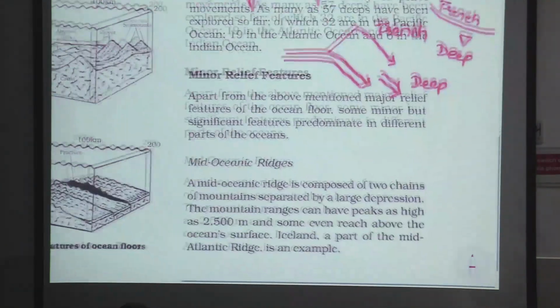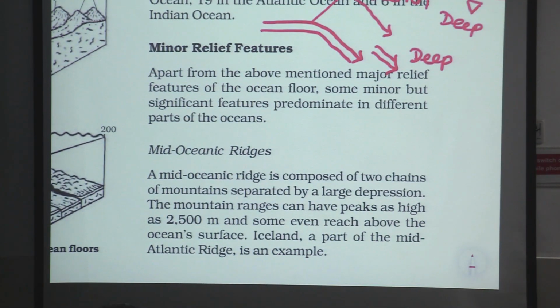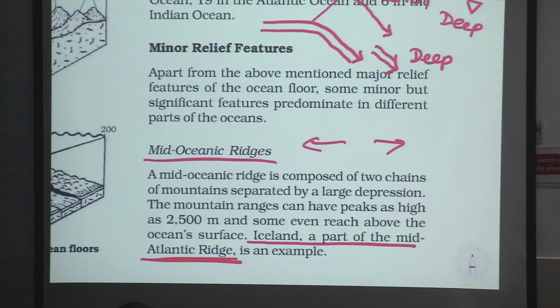NCERT also talks about minor features. We have seen them already. Mid-oceanic ridges where there is a diverging boundary. Atlantic ridge is an excellent example. Iceland is part of mid-Atlantic ridge. Mountain ranges have peaks as high as 2,500 meters. Some of them reach the ocean surface, making islands, which we have seen in the diagram already.